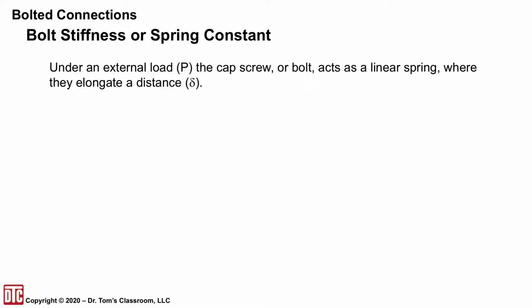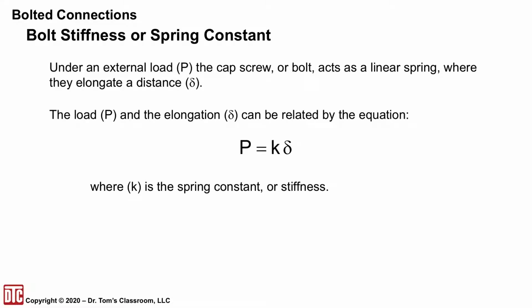So under an external load P, the cap screw or bolt acts as a linear spring where they elongate a distance delta. So that load P and the elongation can be related by the equation P equals K delta, where K is the spring constant. It's also called the stiffness. See both of those terms. So if we solve for the spring constant K, we get P over delta.